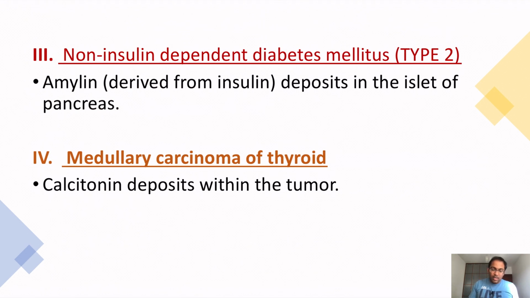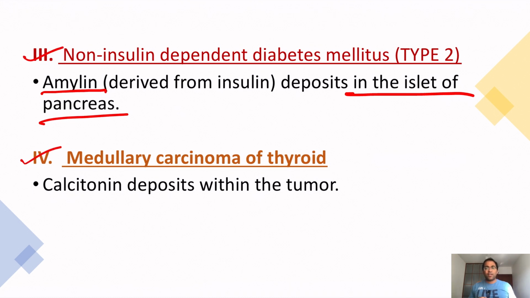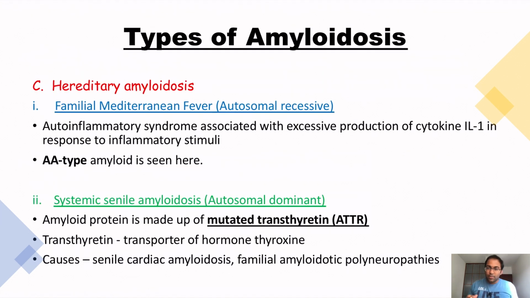Now, here we have amylin, which is derived from insulin, that deposits in the islets of the pancreas and causes problems there. The last is medullary carcinoma of the thyroid, and here we have calcitonin deposits within the tumor that act as the amyloid. Now, what are the types of amyloidosis?